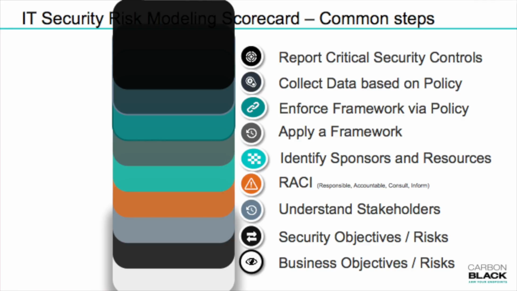Right, so this is 101, cybersecurity or IT security scorecarding 101. We need to understand our business objectives, basically what our risks are. We need to look at our business practices and say, what's at risk if I do this or this?